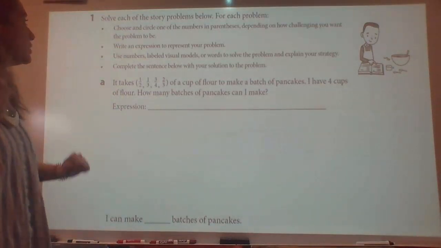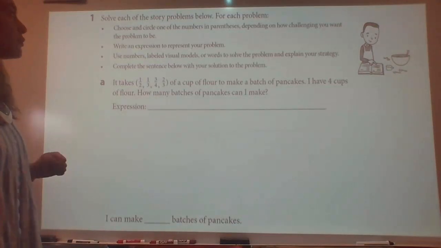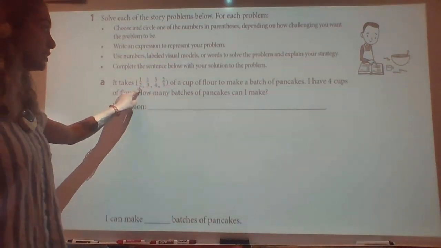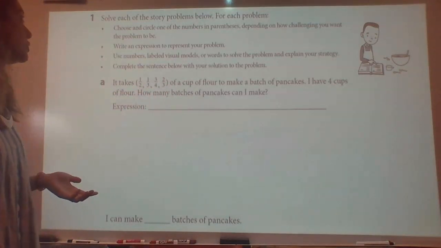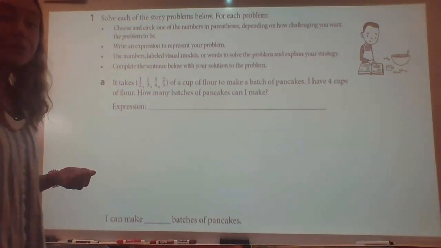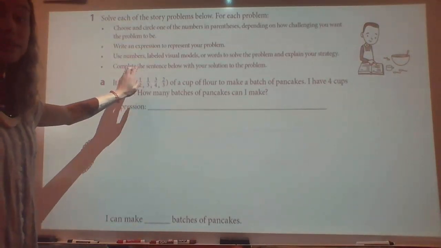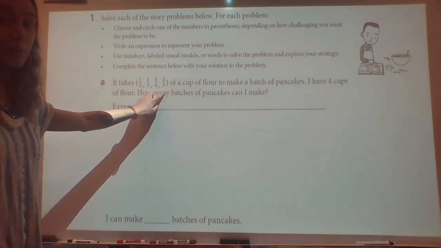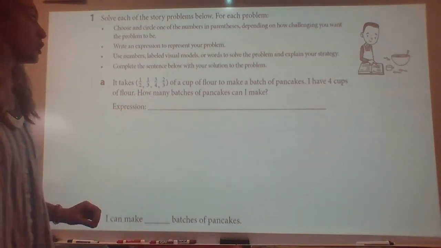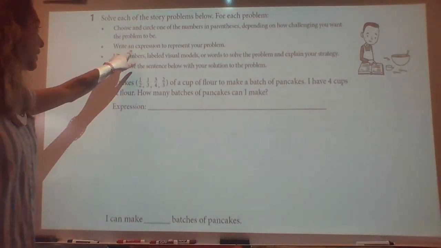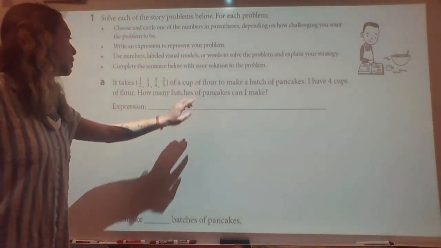So we're going to solve each of the story problems below. For each problem, choose and circle one of the numbers in the parentheses, depending on how challenging you want the problem to be. For the two, A and B, I'm going to choose the first number, so I'd like you to try another number from the set to do on your own, and I'm going to use those first ones as an example problem. You need to write an expression to represent your problem.